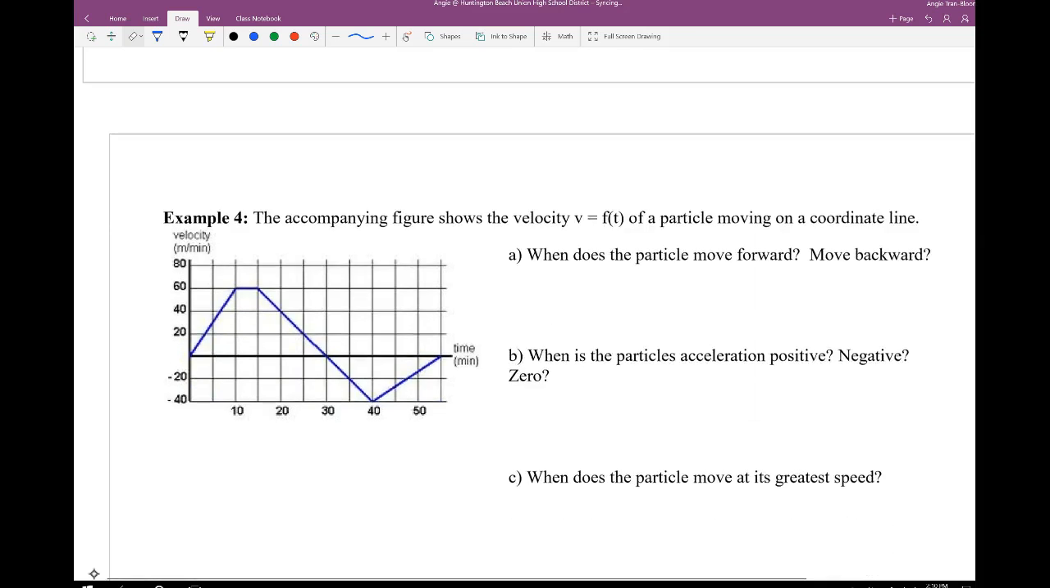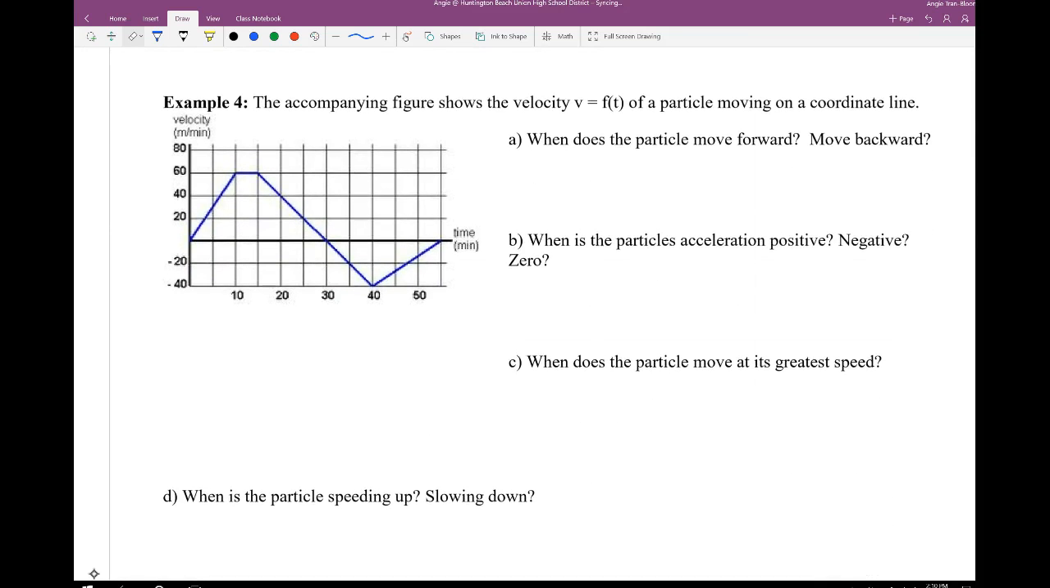Now if I'm going too fast, please do tell somebody to hit pause, okay? Example 4. The accompanying figure shows the velocity. Oh, so this is S prime. Oh my goodness. Okay, V of t shows the velocity V equal to f of t of a particle moving on a coordinate line. When does the particle move forward?